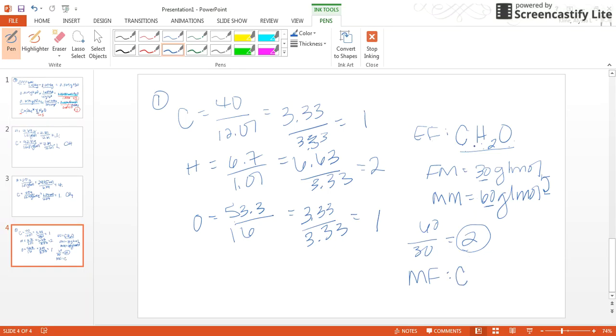So since there was only 1 here before, now there's going to be a 2. There was a 2 for the hydrogen, now there will be a 4. And the oxygen, there's only a 1, so that will be a 2. So our empirical formula is the one up here. So we have it as this, CH2O, and our molecular formula would be C2H4O2. And that's how you find it.